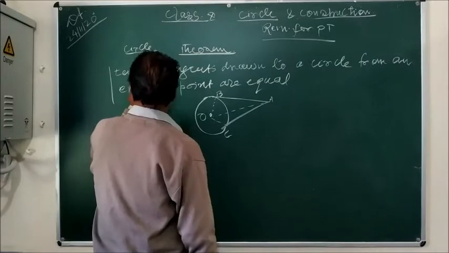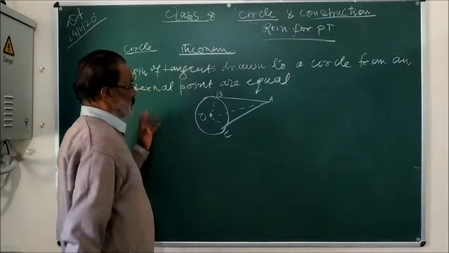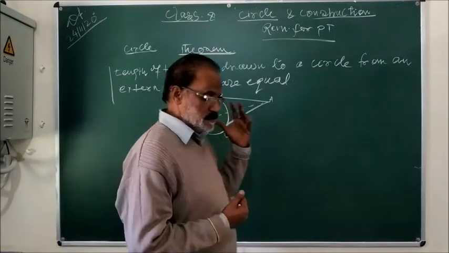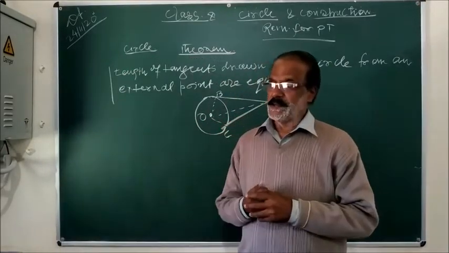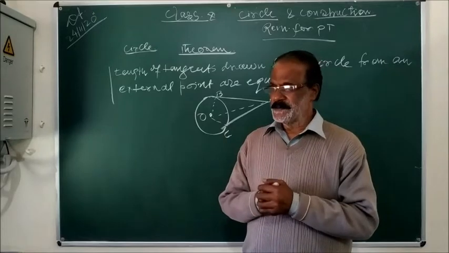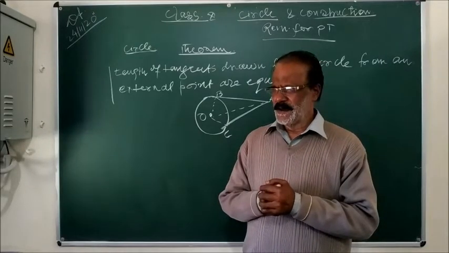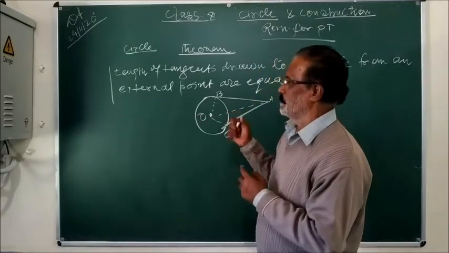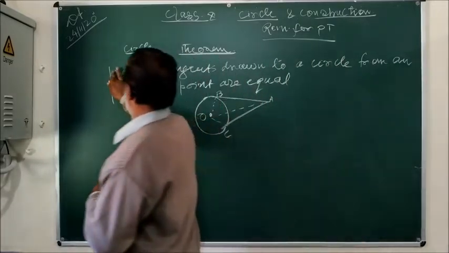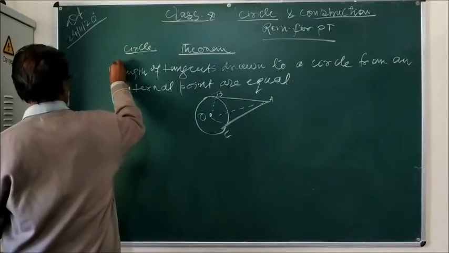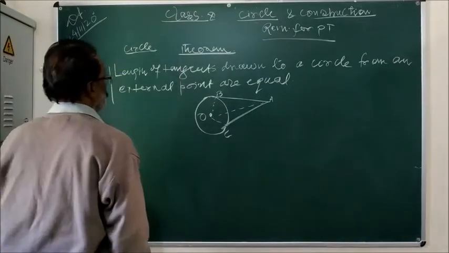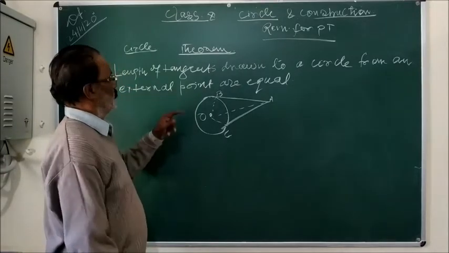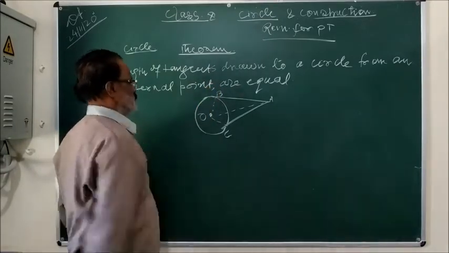Circle, this is the important theorem in circle. We have only two theorems. First theorem is the radius is perpendicular to the tangent at point of contact. And second theorem, this one. Second theorem is length of tangents drawn to a circle from an external point are equal.